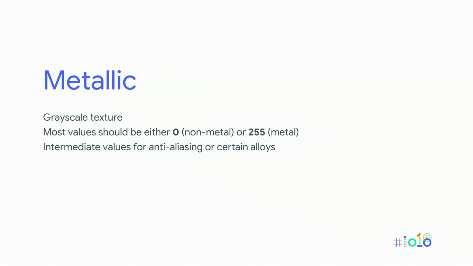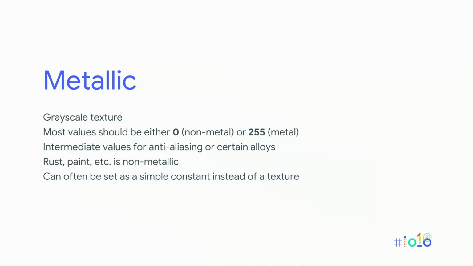Certain alloys in real life happen to be a mixture, and you can use intermediate values as well, but most of the time you won't have to worry about it. Very quickly, when a metal gets rusty, it actually becomes non-metallic. So if you're trying to create a surface that's rusty, the rust stains will be non-metal. And very often, something you'll see tomorrow, you don't have to use textures for everything. You can also use constants. Very often, you can get away with not having a texture for the metallicness of your object. You can just say either it's a metal or it's not.